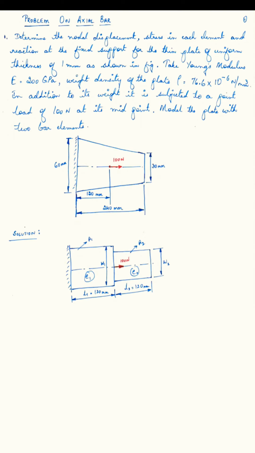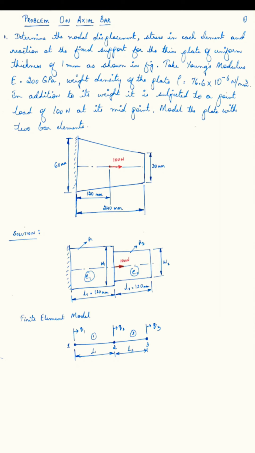So how do we calculate the width at the mid node, which is node 2, the node at the midpoint where the 100 Newton force is acting? In order to calculate that, we'll take the average of the width on the left side and the right side. On the left side we have the maximum width, on the right side we have the minimum width. So we'll assume that at the midpoint it is the average of these two widths, assuming that the tapering is uniform. Once we have done that, we can easily formulate the finite element model.